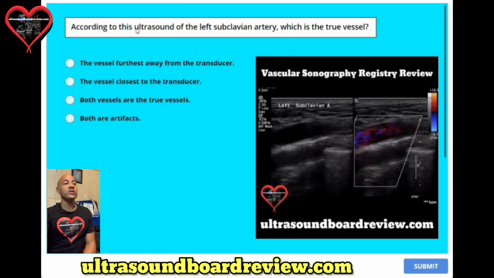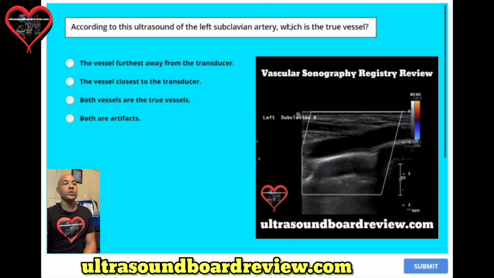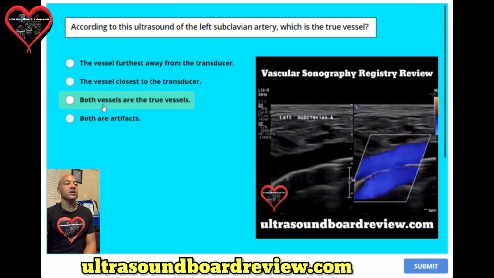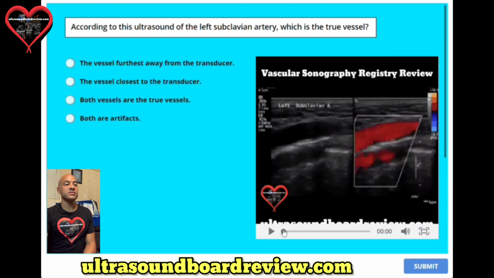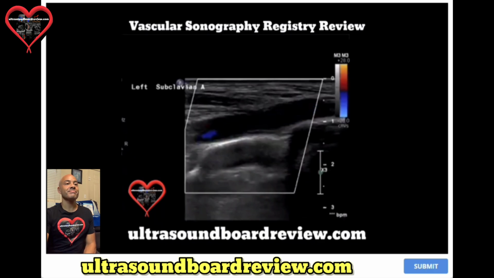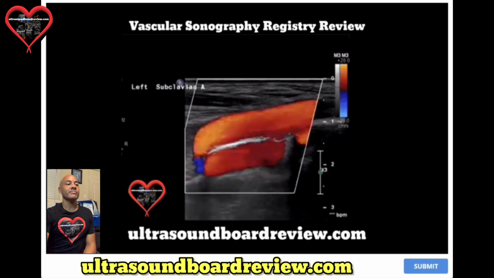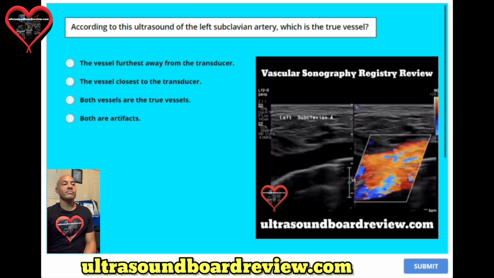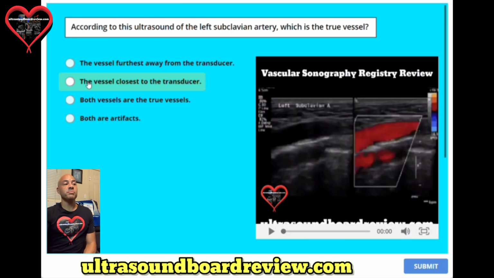Question 64. According to this ultrasound of the left subclavian artery, which is the true vessel? A, the vessel furthest away from the transducer. B, the vessel closest to the transducer. C, both vessels are the true vessels. Or D, both are artifacts. The answer is B, the vessel closest to the transducer is the true vessel.